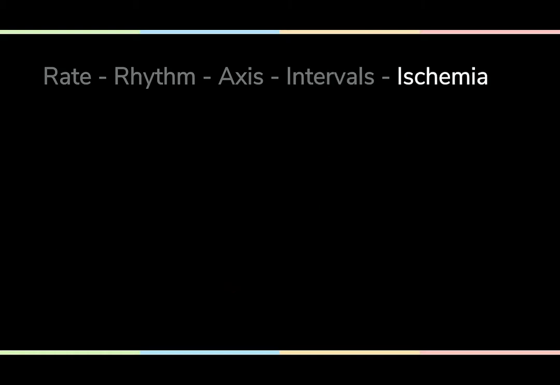Let's talk about ischemia. Notice how we've done rate, rhythm, axis, intervals before we even get to ischemia. And that's on purpose because I think lesser people, not the Stampeders, of course, would miss things like significant sinus bradycardias or complete heart blocks if they didn't do rate and rhythm first. So it's really important to go through that progression before you get to ischemia, even though that's where we all want to jump to first, so that you don't miss something really important.